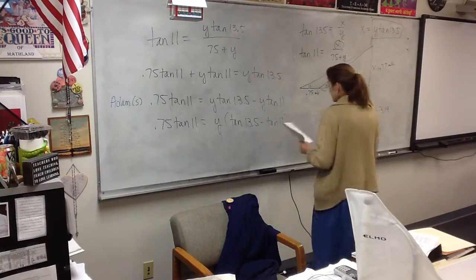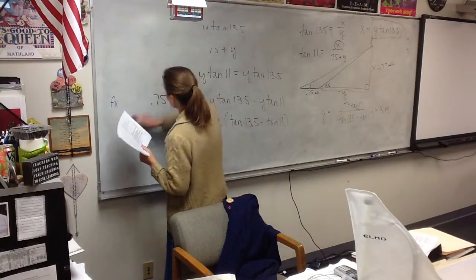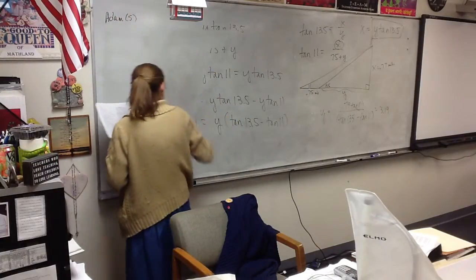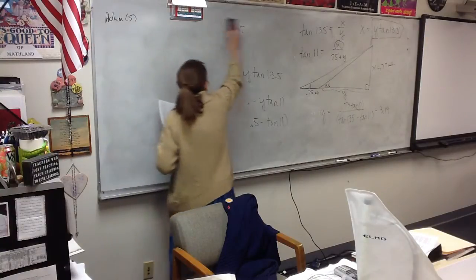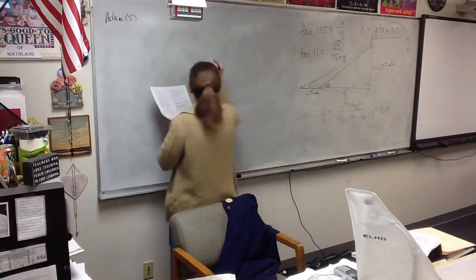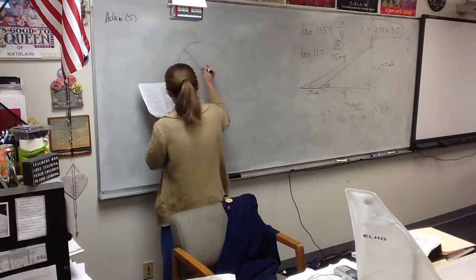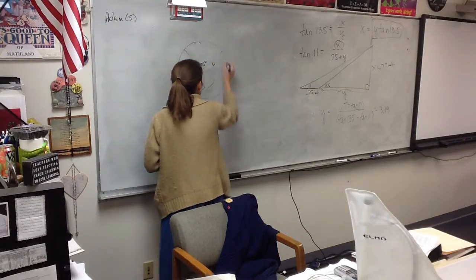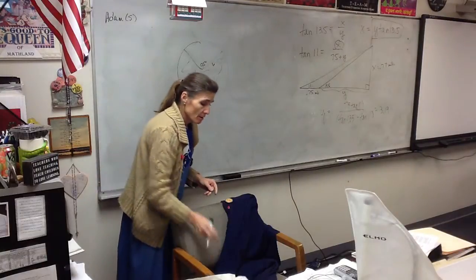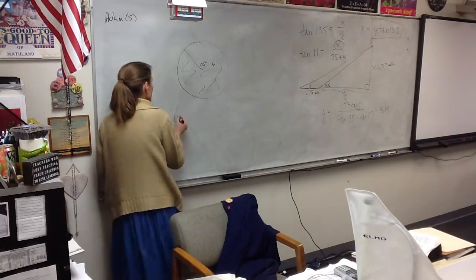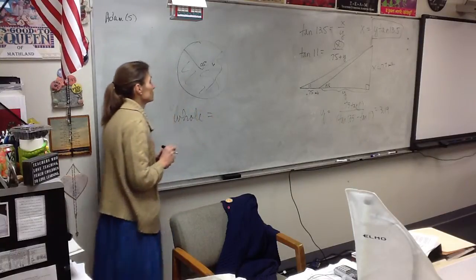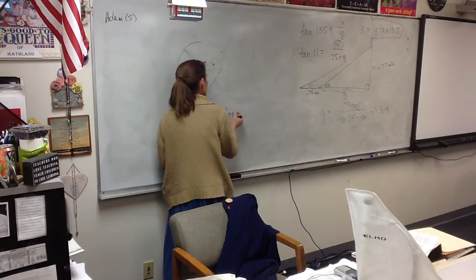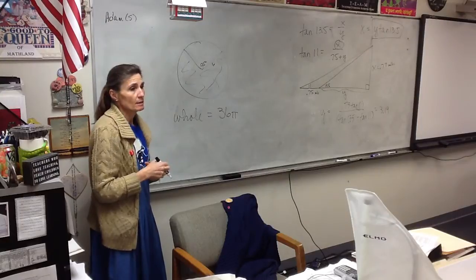The fifth word problem says find the area of the shaded region. Now, the area of the shaded region. We talked about this the other day. What would be the area of the whole circle? 36 pi, because the area of the whole circle is pi r squared.